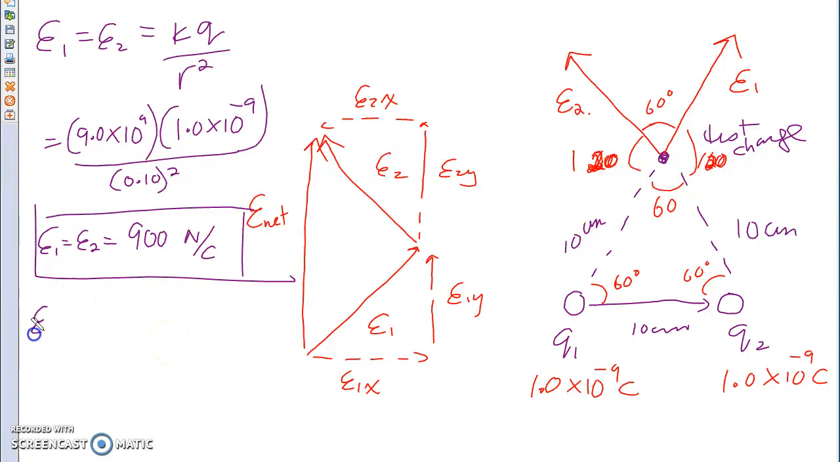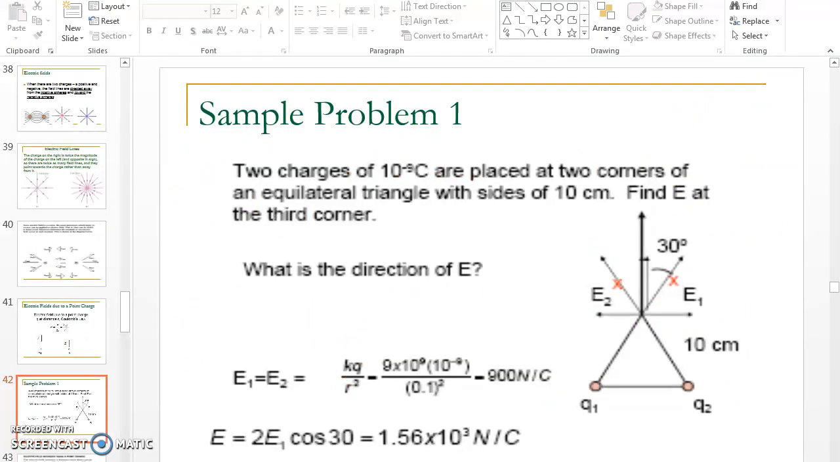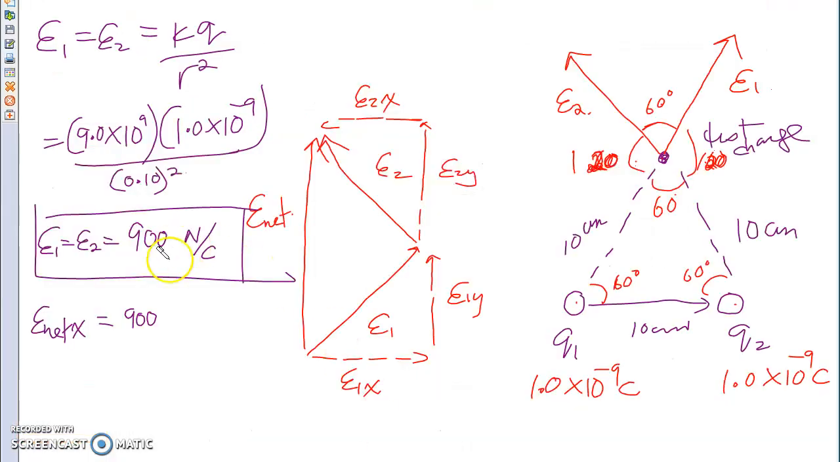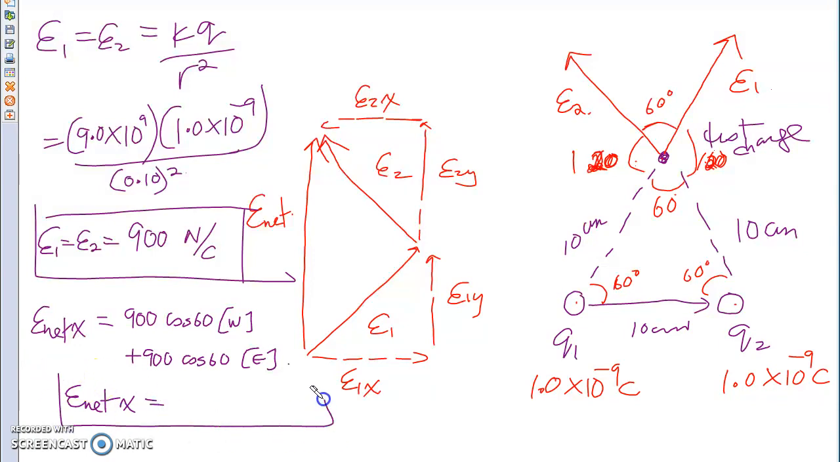So what we're going to do now is find E net x. That's going to be 900 times the cos of 60, that is going west, plus 900 times the cos of 60, that is going east, and you end up with E net x, which equals, what is it going to be? But that's not what we're looking at. Are we looking at that angle? It's a vector. You know how to do vectors. We've done this in chapter 1.